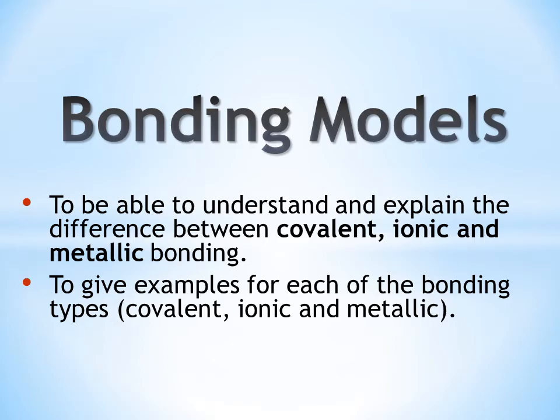Bonding models. By the end of this topic, you should be able to understand and explain the difference between covalent, ionic and metallic bonding, and to be able to give examples for each of the bonding types: covalent, ionic and metallic.